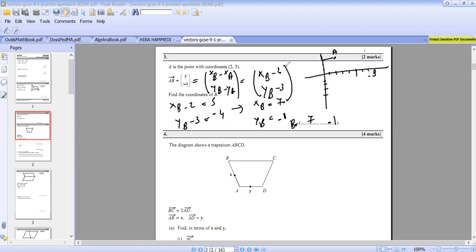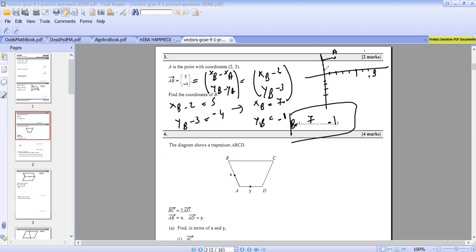I need to go 5 squares, and then I need to go down with 4 squares. So 1, 2, 3, 4, 5. Yes, exactly. And then I need to go down with 4 squares. So 1, 2, 3, and 4. Exactly. So I got exactly the correct coordinates for B.